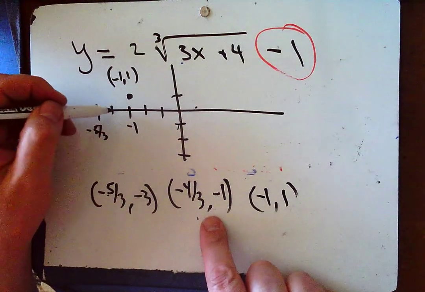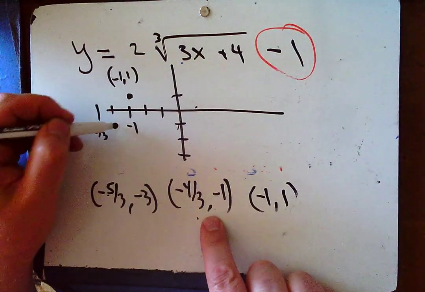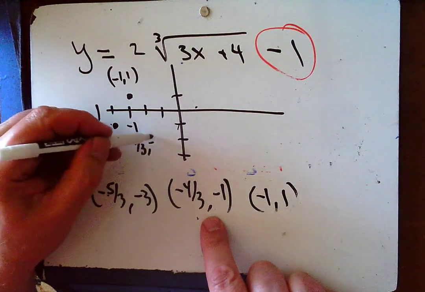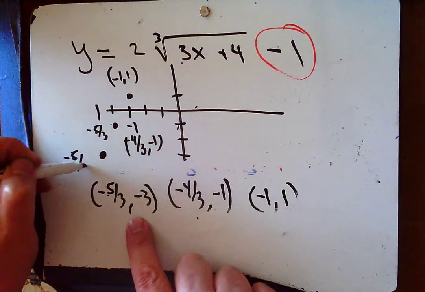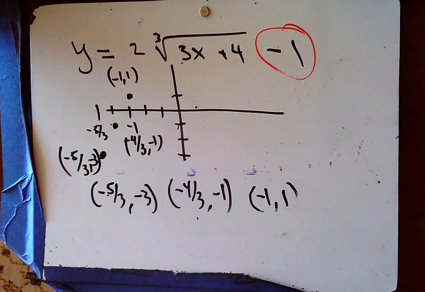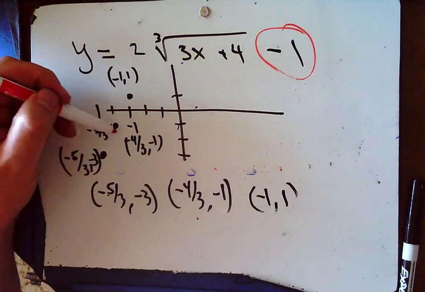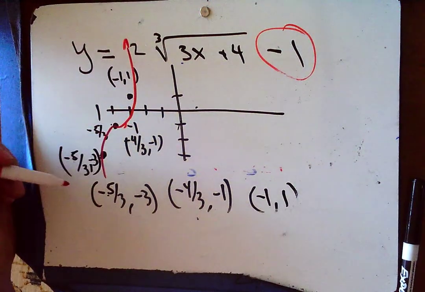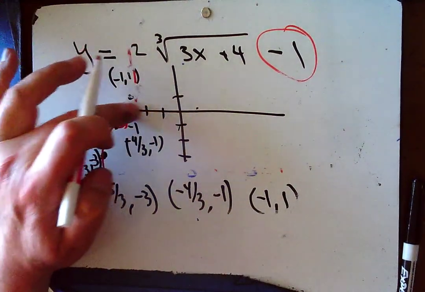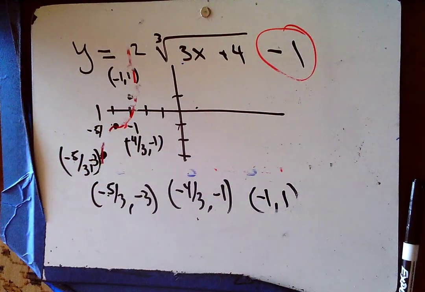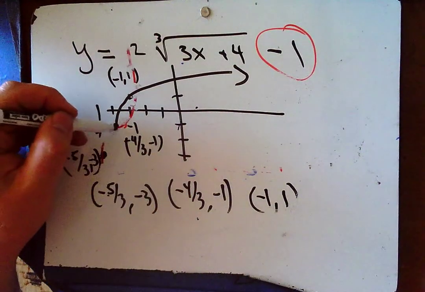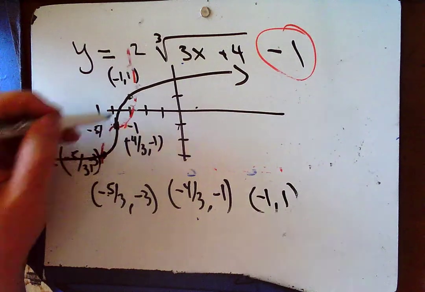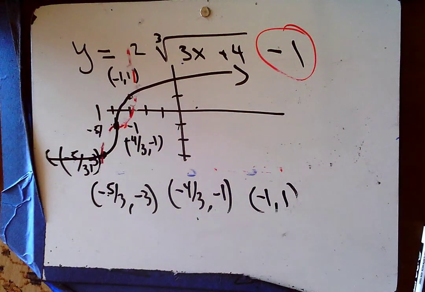Don't forget to label the points on the graph, or I'll be marking it wrong. (-4/3, -1), and (-5/3, -3). And please don't draw this shape. That's the wrong shape through the right points. I would have to mark that wrong. Okay? Instead, draw the proper shape. We'd like this to be vertical right there. Any questions about this? Okay.